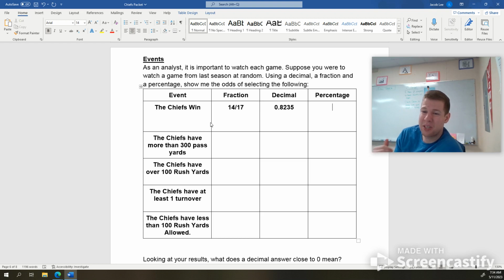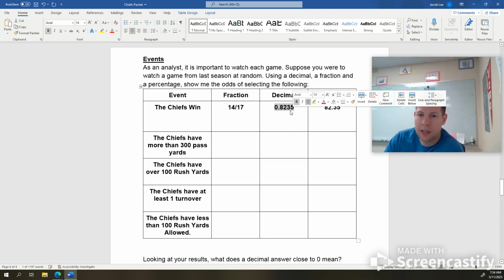To get it as a percentage, take your decimal and multiply it by 100. Round this one to 2 decimal places. Or it should just be 2 decimal places when you put that decimal in. I don't know why I pointed at the screen. You can't see it. 82.35. When you put this number in and multiply it by 100, this is your answer.